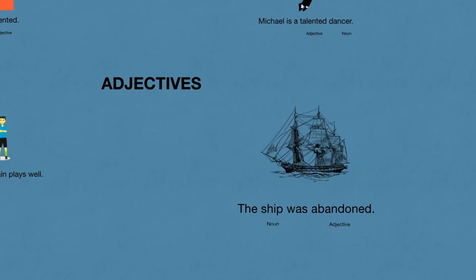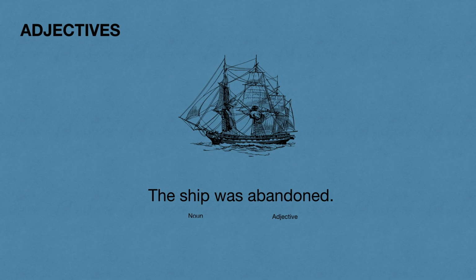In this final example, let's go up a level. The ship was abandoned. Here, do you see how the word abandoned describes the state of the ship? It was an abandoned ship. But do you also see that abandoned has been derived from the verb abandon? Although abandoned can be used as a verb, in this sentence, it doesn't tell us the action of the ship, but the state or quality of the ship. Such adjectives, which are derived from verbs, are called participles. Abandoned, here, is a type of participle called a past participle.